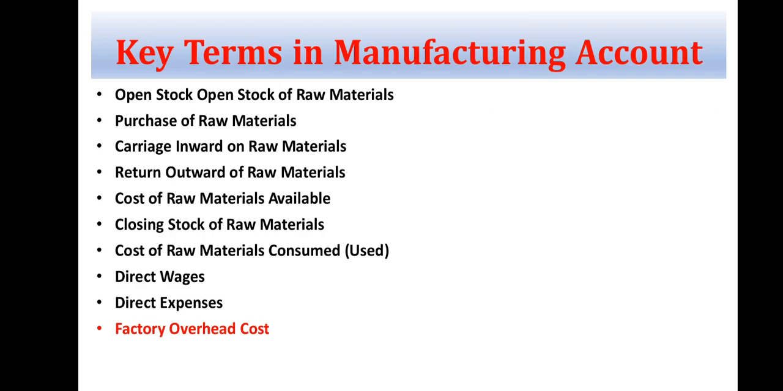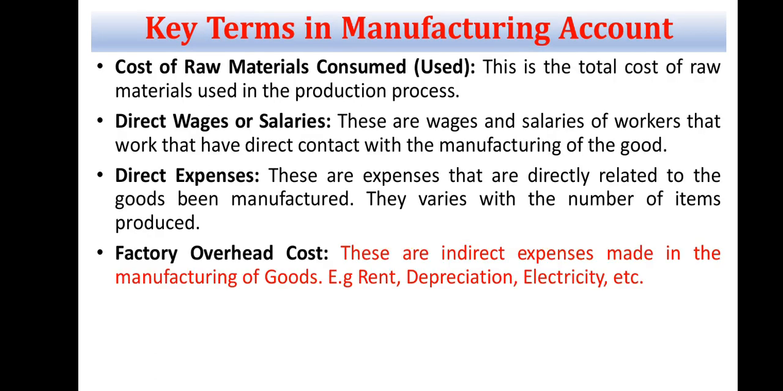So now we have factory overhead. If you are talking about factory overhead, we are talking about all those indirect expenses, that is, indirect expenses made in the manufacturing of goods. Just like I explained earlier, rent, depreciation of plant and machinery, electricity, and the like, they are all indirect expenses. They also form part of the cost of production. So all these expenses will come under factory overhead.